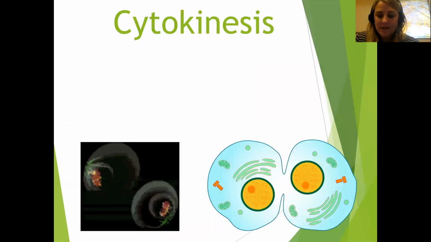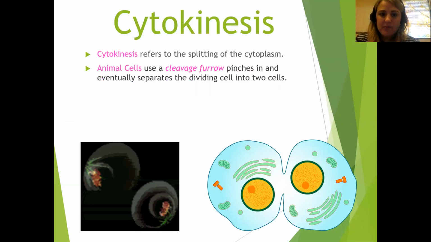And then the last phase, sometimes you'll see this clumped in with mitosis, but it's not really part of mitosis, and that's cytokinesis. That's when the cytoplasm splits. So cytokinesis refers to the splitting of the cytoplasm. Now, these are kind of important terms. Animal cells are going to use a cleavage furrow. It's just an extension of the cytoskeleton, and it literally pinches in between the two cells.